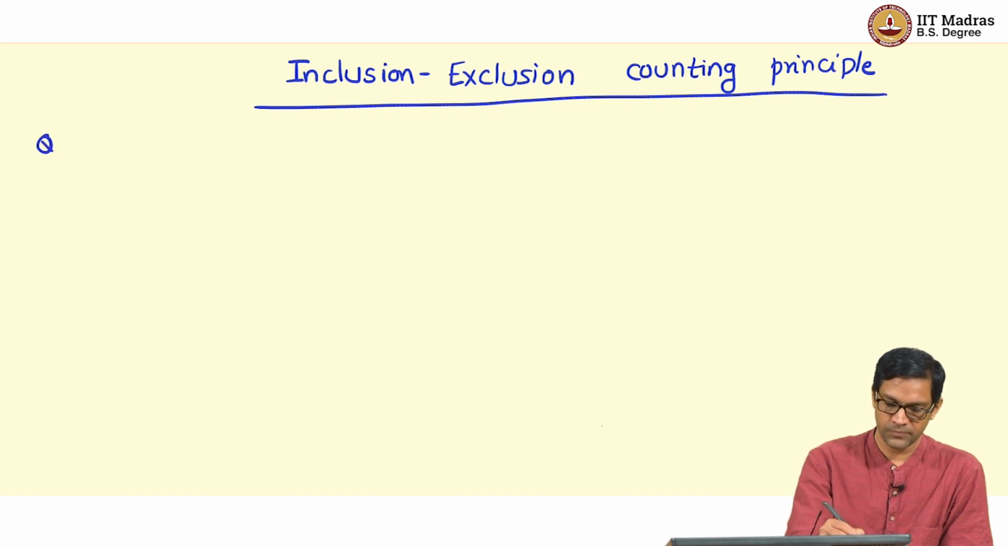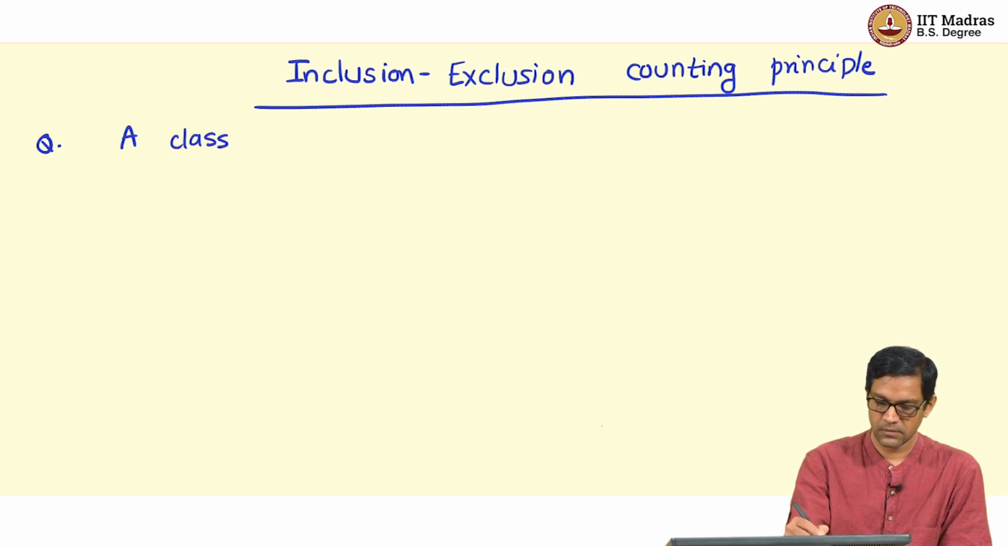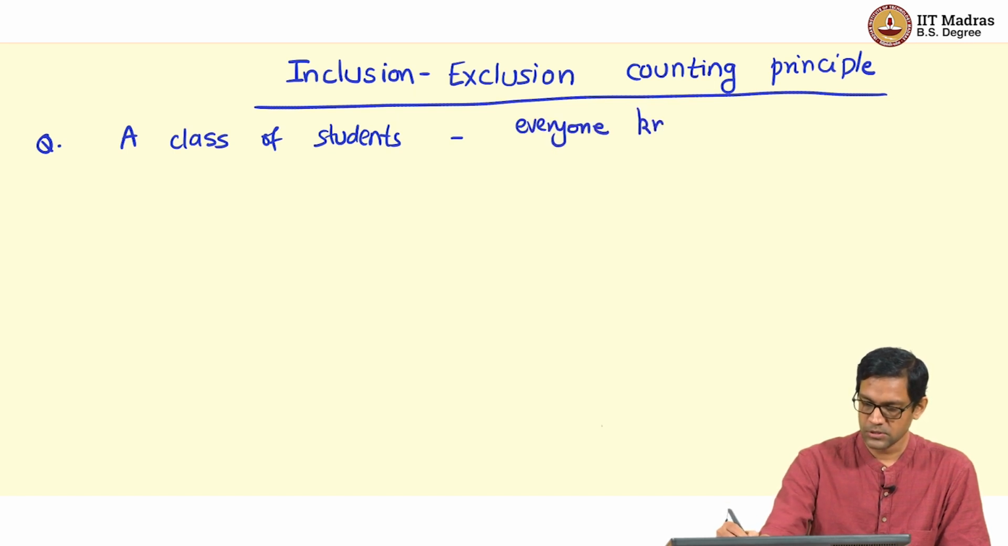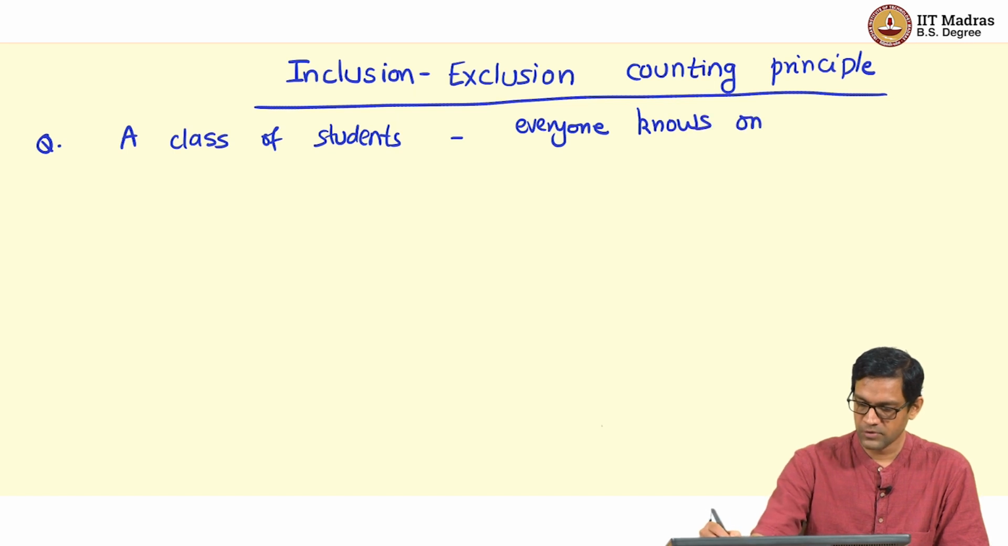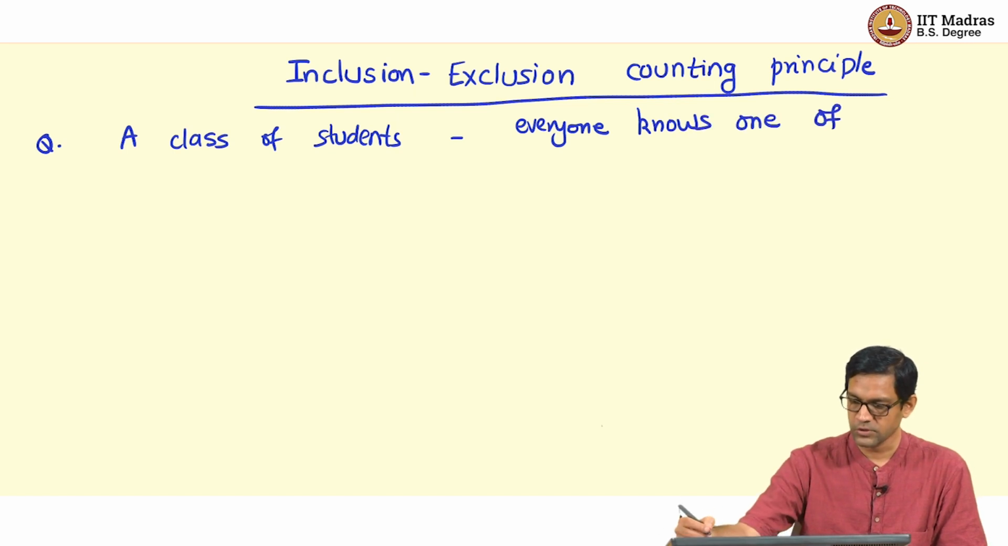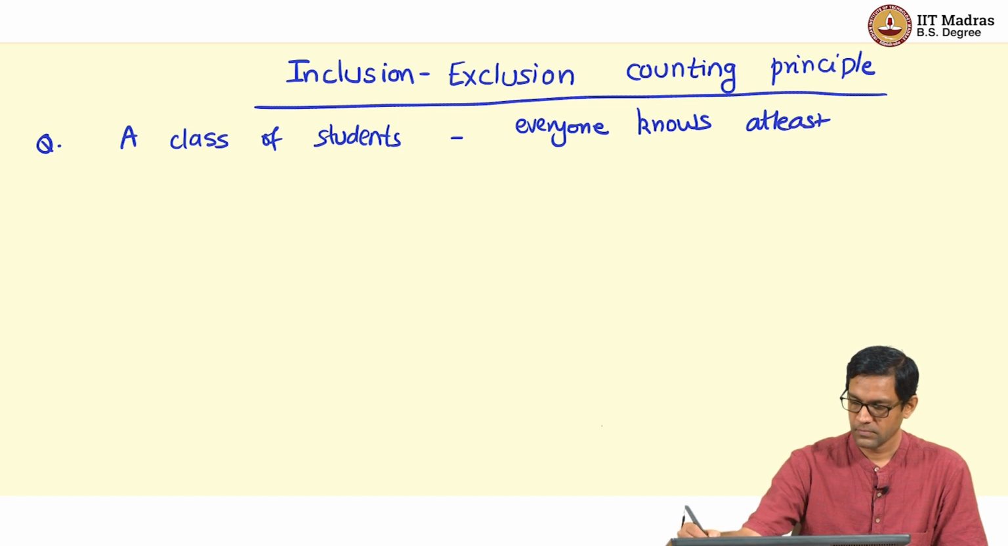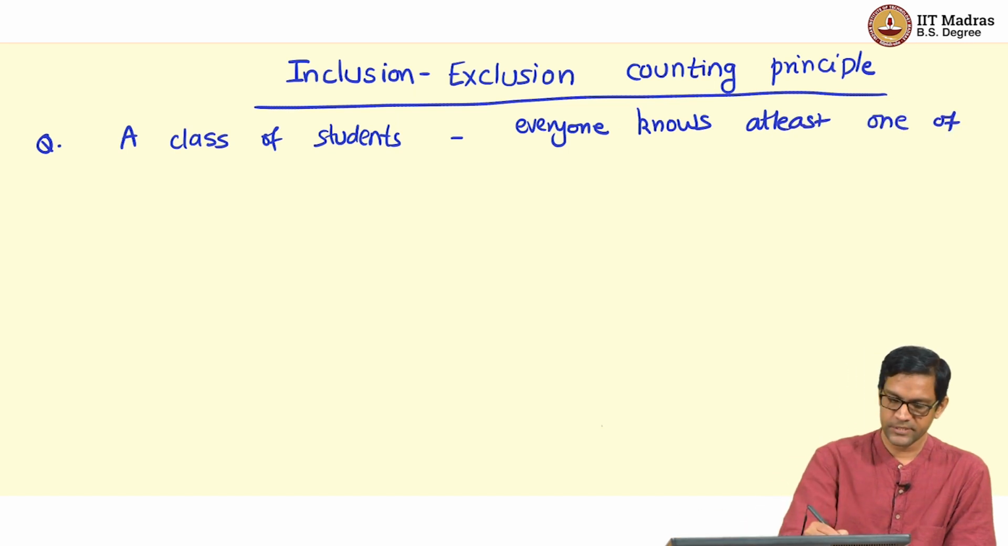So, here is the question. Suppose you have a class of students. You are also given that everyone knows one of two languages, one or both. So, let me say at least one of two languages, let us say Tamil and English.